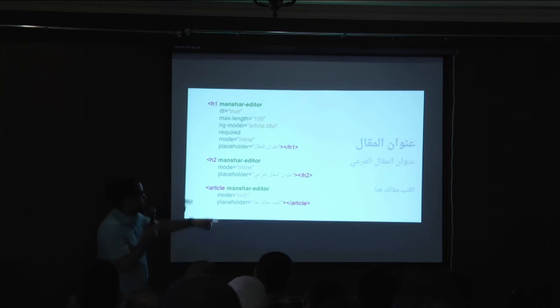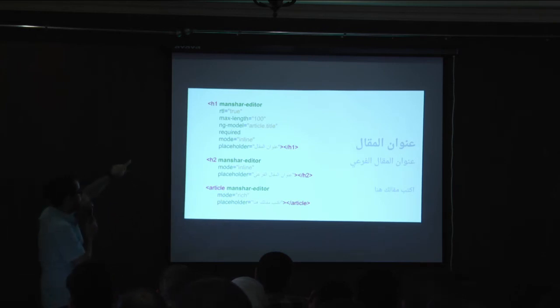So Unsure is a fact. I made a new article. You're going to see this view: article title, article subtitle, and write your article here. These are placeholders. When you click, you can write here, right? They are defined in HTML in the following way. It's an H1 tag with a directive that we made, unsure-editor, on it. So this is what adds the functionality to it.